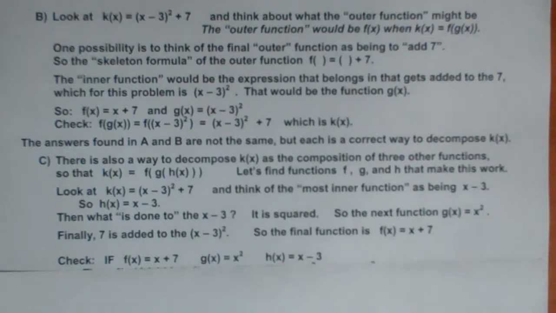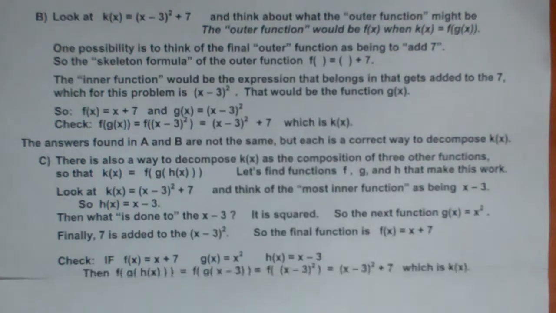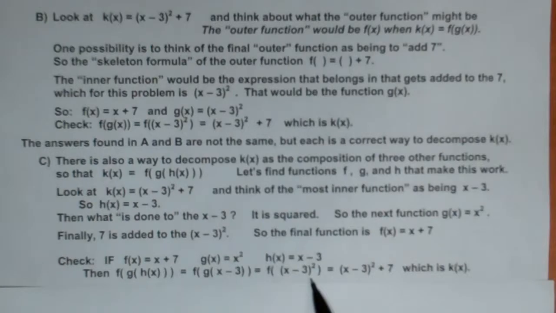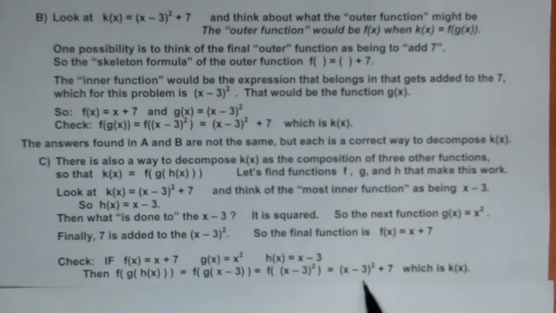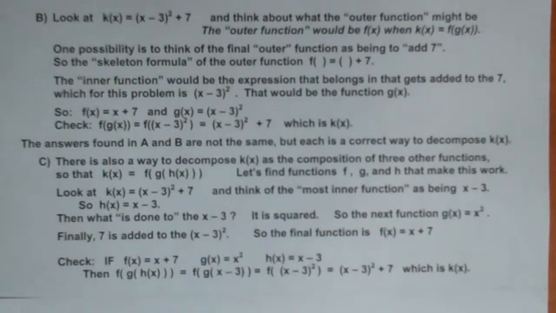We can check that. If f of x were x plus 7 and g of x is x squared and h of x is x minus 3, then the composition of the three functions in this order, f of g of h of x, would be f of g, and then in the parentheses next to the g would go the formula for h of x, which is x minus 3. Then that would be used as an input to the g function. That means we'd have inside here (x minus 3) quantity squared. And finally, that would be used as input to the f function, which would give (x minus 3) quantity squared plus 7, which is the function k of x. And so we've decomposed k of x as the composition of three separate functions.